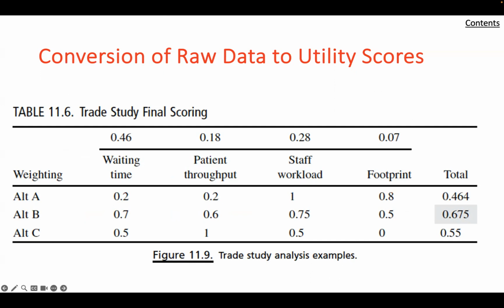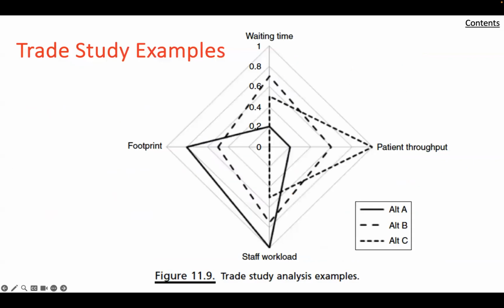Step 7, we can then calculate the total value of each alternative by converting the raw data to utility scores, in this case a range from 0 to 1, and then calculate a weighted sum by multiplying the criteria weighting by the utility score. The table that we're showing provides the final results of the alternatives, with the winner, alternative B, highlighted in gray, as you can see there.